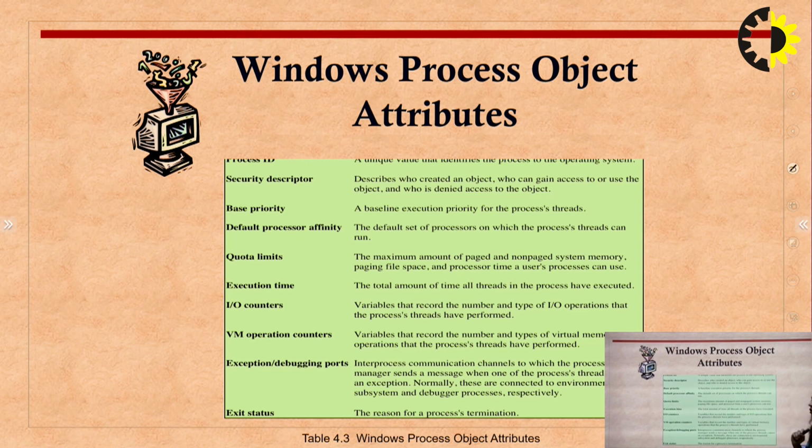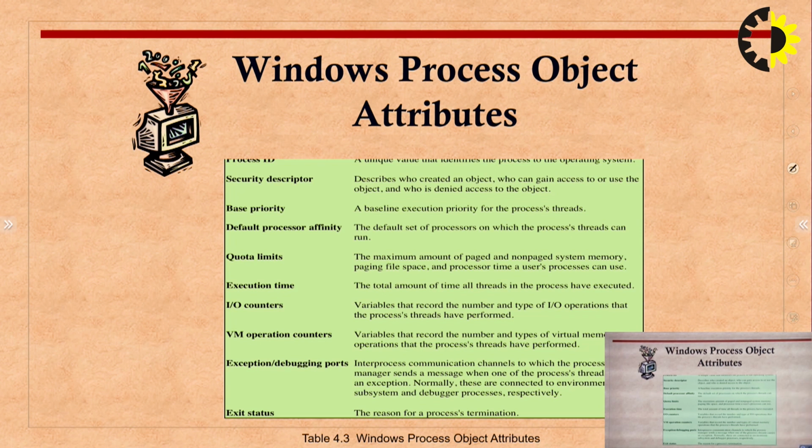Now, VM operation counters: variables that record the number and types of virtual memory operations that the process's threads have performed. There may be some virtual memory operations that you or anyone else may have performed in the process's threads. So these are the variables that record the number and types of virtual memory operations.